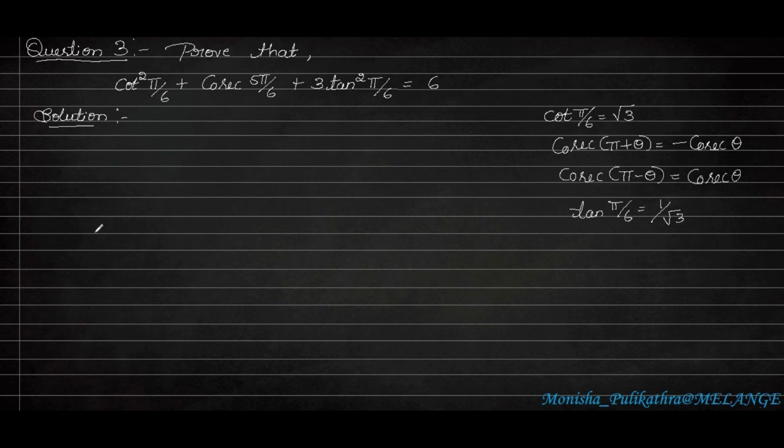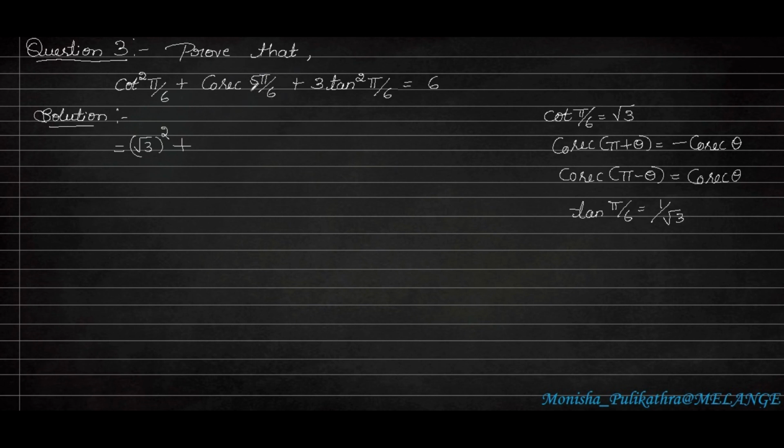The third question is, prove that cot square pi by 6 plus cosecant 5 pi by 6 plus 3 tan square pi by 6 is equal to 6. So according to the table, I have written the values of it. That is, cot pi by 6 is equal to root 3. Here cot square pi by 6 is there, so we have to write it as root 3 whole square. Plus, we can write the question one more time in the solution section also, since I am writing it directly. Next is cosecant 5 pi by 6.